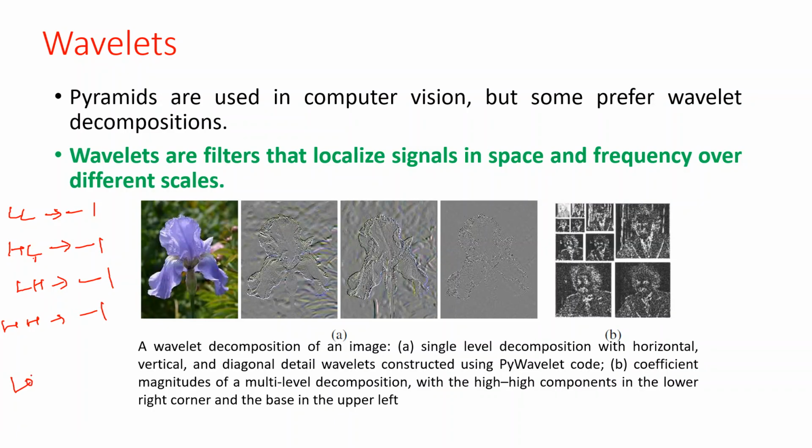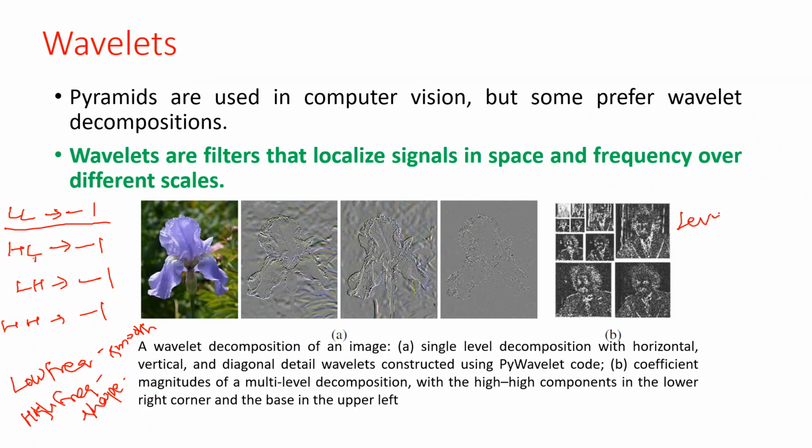So one thing we need to remember: low frequency means we can get the smooth image. High frequency means we can get sharp and finer edge details. Okay, so these are the four images. You can say that this is a single level image with horizontal, vertical, and diagonal detail wavelets constructed using a Haar wavelet code. So this B is multi-level decomposition. We know that LL provides the low pass filter applied image.